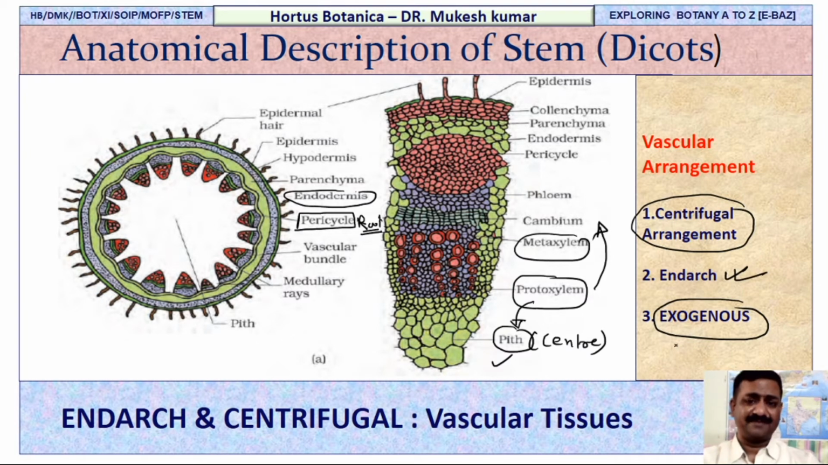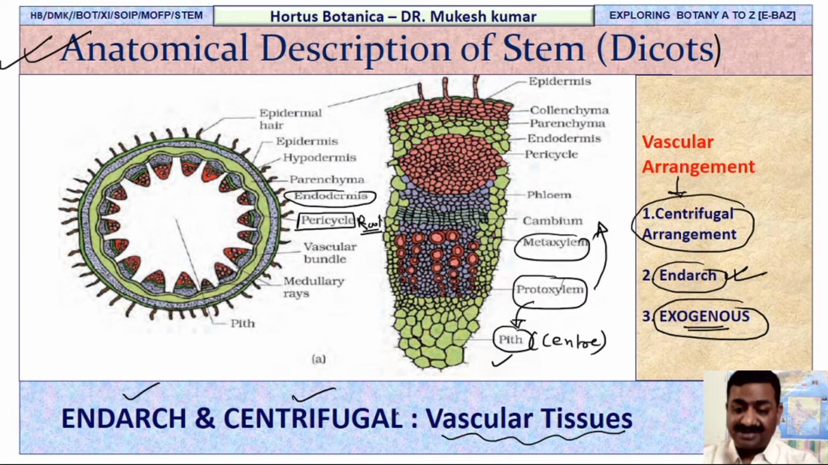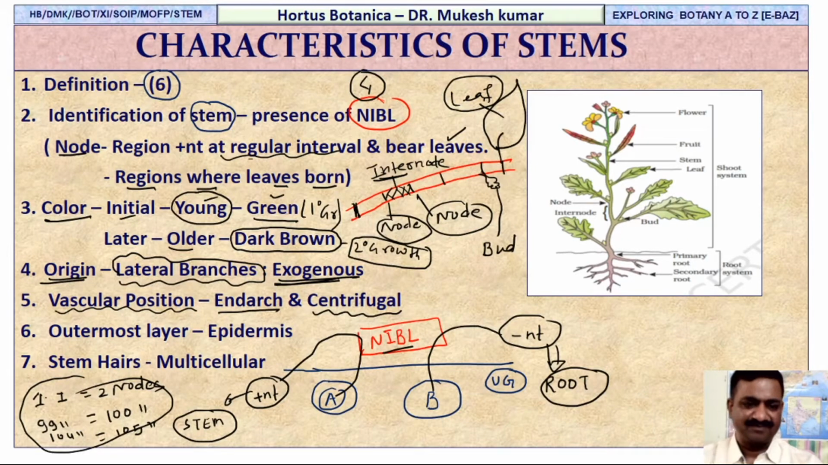So what we have, the anatomical description of a stem: the vascular arrangement will be centrifugal, meaning protoxylem is present towards the center or pith, and that reflects that the position will be endarch as well as exogenous, isn't it? So this is a very characteristic feature of vascular tissues in a stem, that it will exhibit endarch as well as centrifugal condition. Okay, now see the next point, the sixth one.